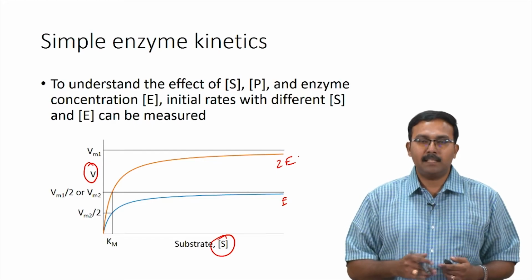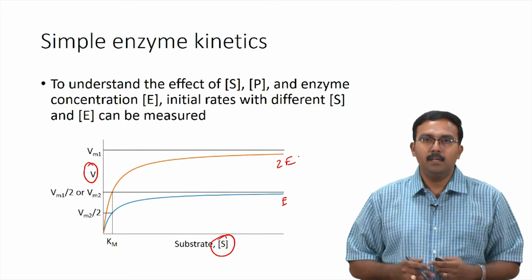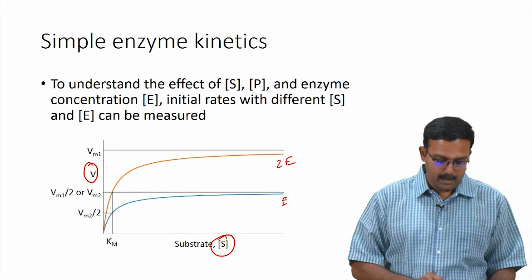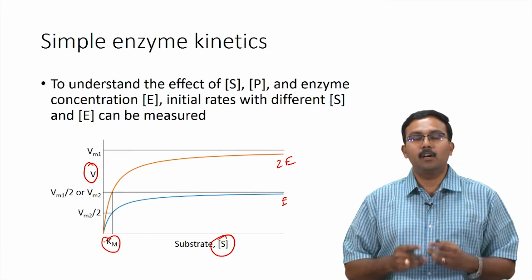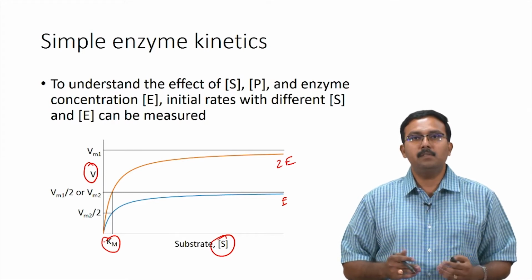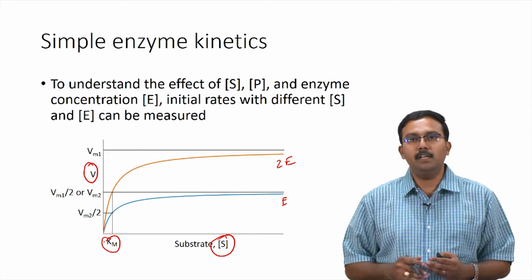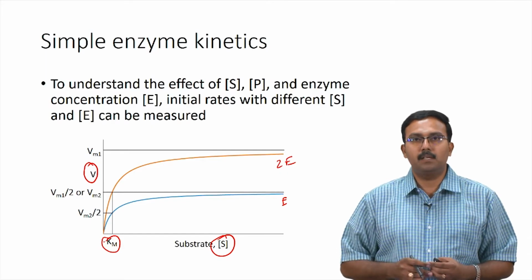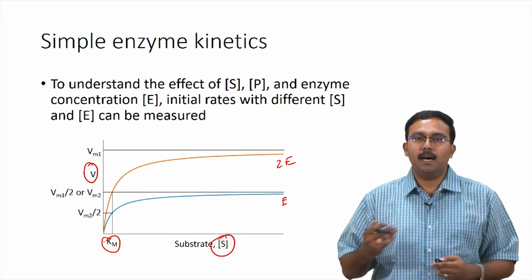Other than the maximum rate, which is Vm, we also have another term called Km. Km is a constant which is the dissociation constant. So, Km gives us an understanding of the affinity of the enzyme to the substrate. So, the lower the Km, the higher the affinity.